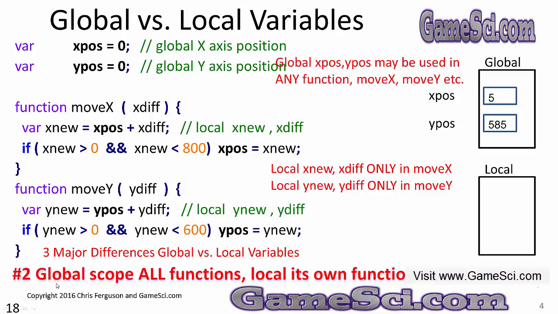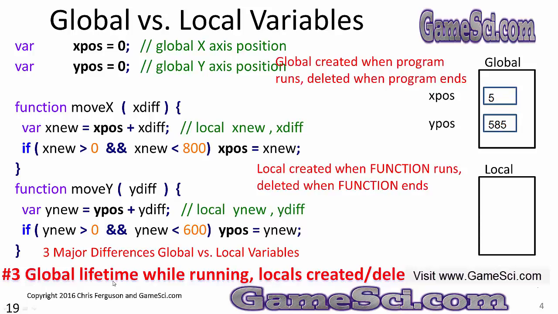Number two, globals have a scope of all functions. When you declare variables to be global, like xposition and yposition, they can be used in any function. If you went on to write 50 functions, these two variables would be good and usable in all 50 functions. Local variables are only good inside their own functions. Variables like ynew are good inside the function moveY, but they're not good in the other functions. Variables like ydiff, which is a parameter, are only good in moveY. You cannot use this variable in other functions.